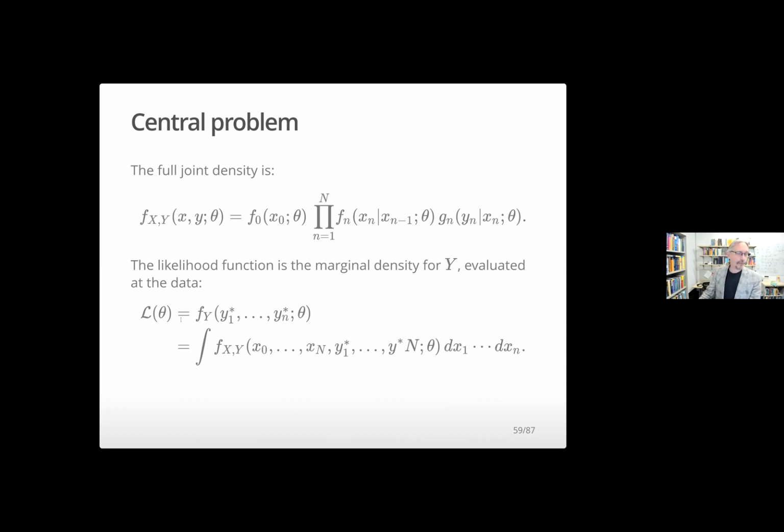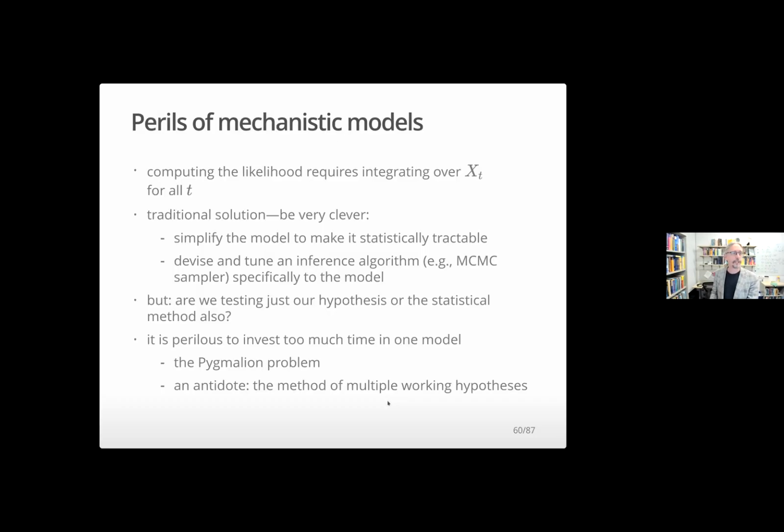And if we want to perform inference, the central object is the likelihood function, right? Which is just the density, the marginal density of the y variable, the observed variable, evaluated at the data, viewed as a function of the parameters. In order to get that, we have to essentially integrate out across all of the unobserved latent variables. And so this is typically a very high dimensional integral and extremely difficult to evaluate, and so that's the central difficulty.